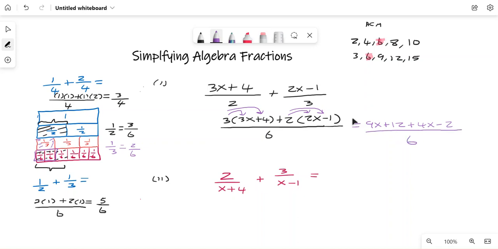So now we want to collect up all the like terms and simplify it as much as we can. So let's have a look at what that looks like. We have 9x here and we have 4x here, so we can add these together because they're like terms. So 9x plus 4x will give me 13x. And then we have plus 12 minus 2, that will give me plus 10 over 6.